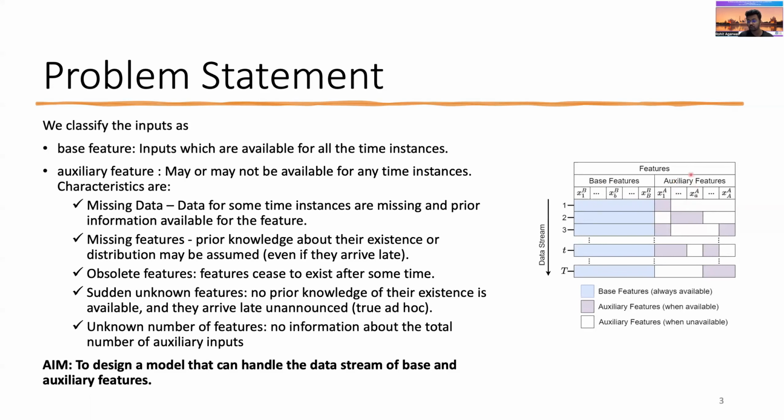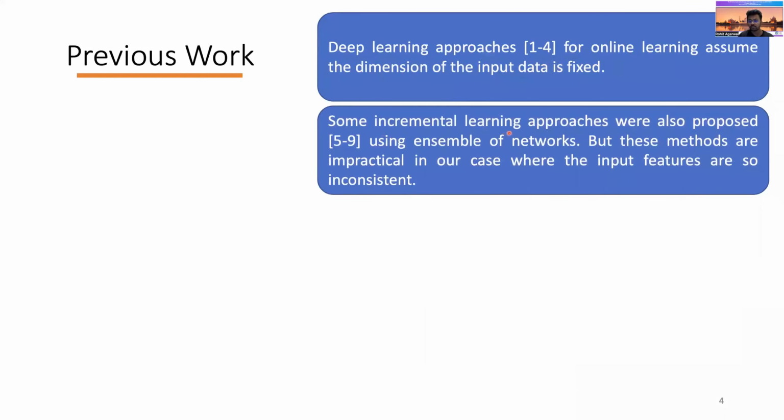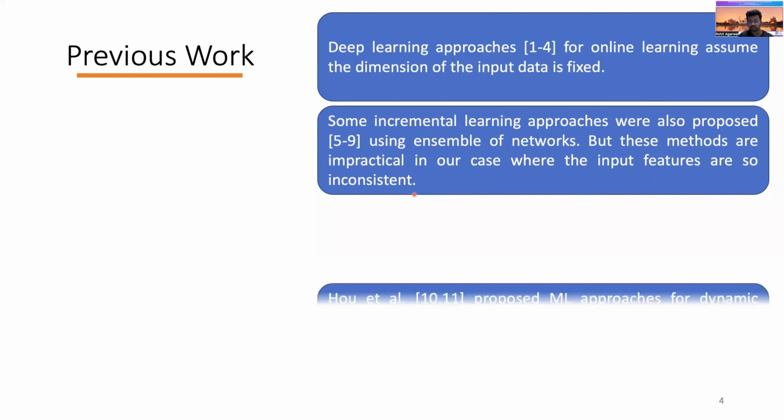The autonomous vehicle can also be classified under this kind of problem statement, where the sensors of cars, like LiDAR or weather sensors, can be considered as base features, and the environment around the car, like pedestrians and trees, can be considered as auxiliary features. Previously, deep learning approaches have been proposed for online learning, but they assume that the dimension of the input data is fixed. Some incremental learning approaches were also proposed using ensembles of networks, but these methods are impractical in our case where the input features are so inconsistent.